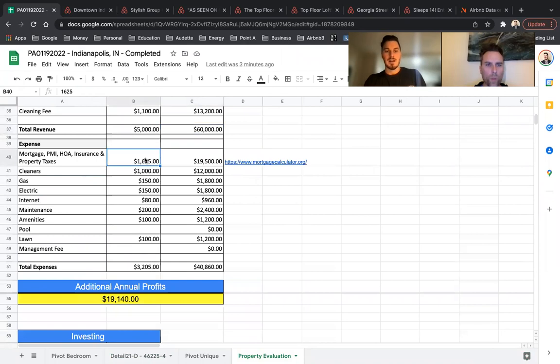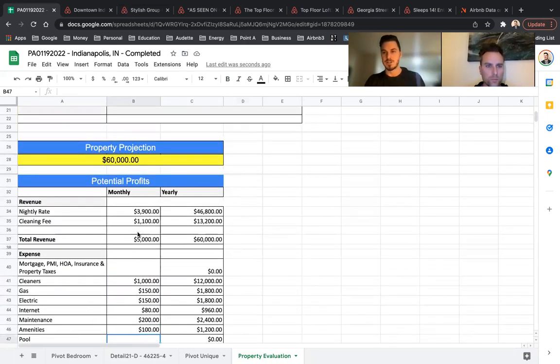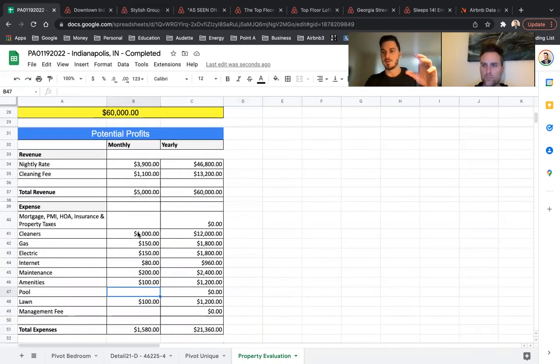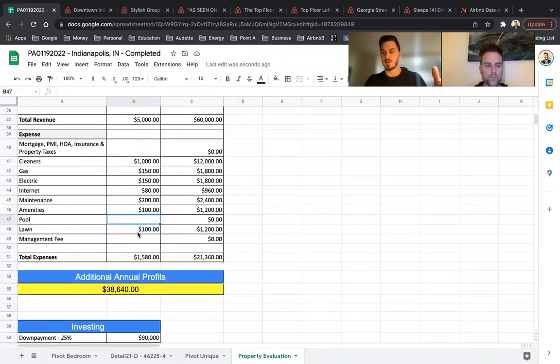Then what we want to do is look at the expenses on this, right? What's added in here is how much the cleaners, the utilities, the internet, all these other expenses cost. Sorry, I'm not explaining this very well. What I'm trying to say is that you can use this sheet to figure out how much profit you can make per property. You just follow it step by step. You add in the information, you add in the comparable properties, it's going to give you an idea of how much you can potentially make. Then you add in all of your expenses and you see how much profit is left over, right?